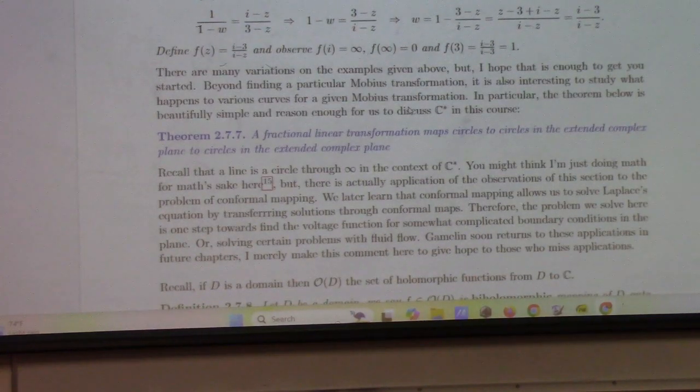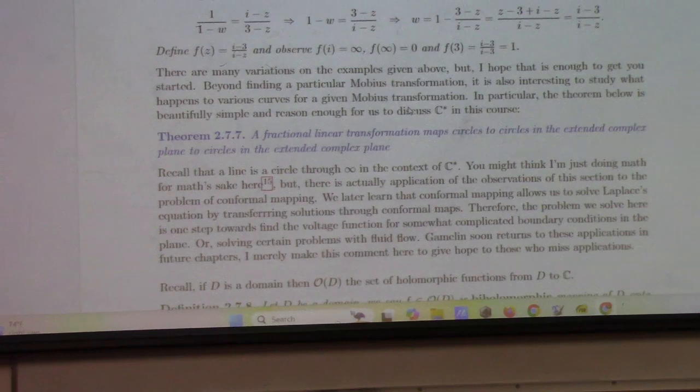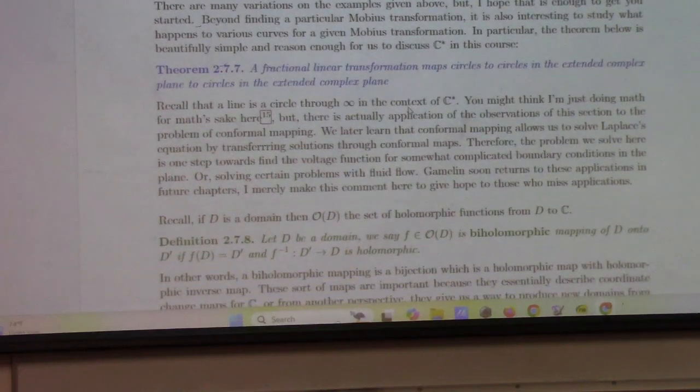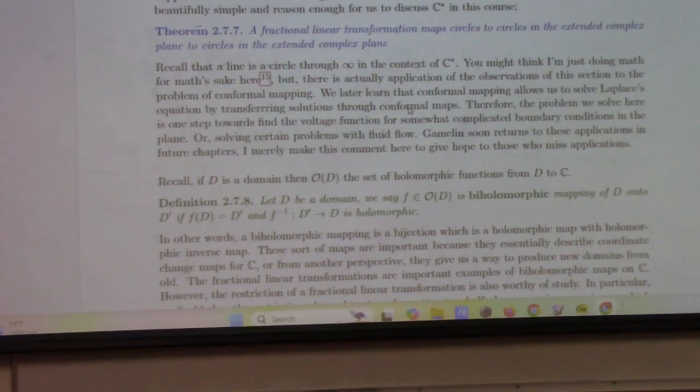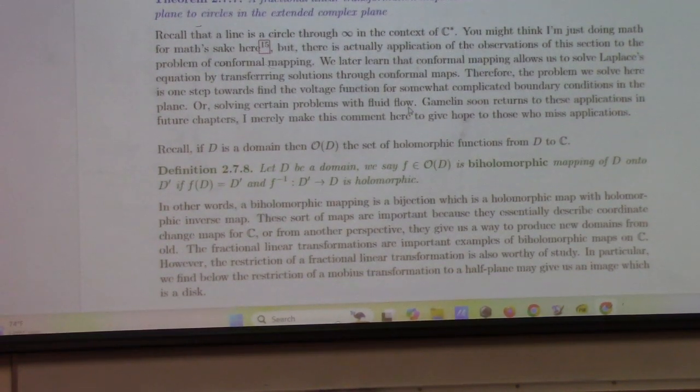Here's the theorem I've mentioned a few times. Fractional linear transformation maps circles to circles in the extended plane. I don't have a proof here, and the reason for that is it's actually quite technical. It took me, honestly guys, about 2 solid days of fussing with algebra to finally get it. It is not easy.